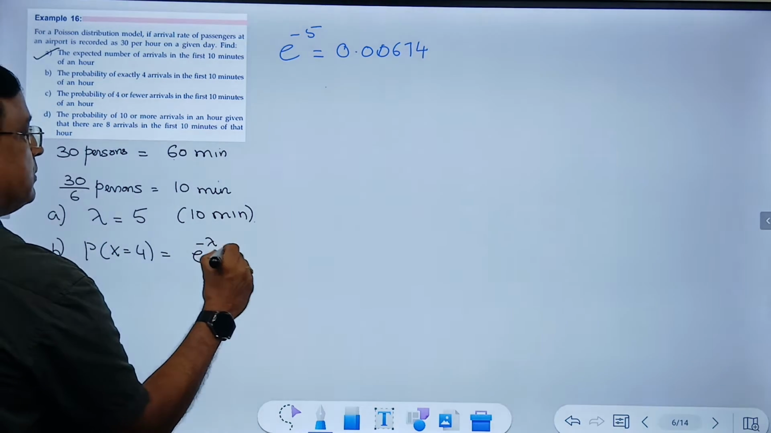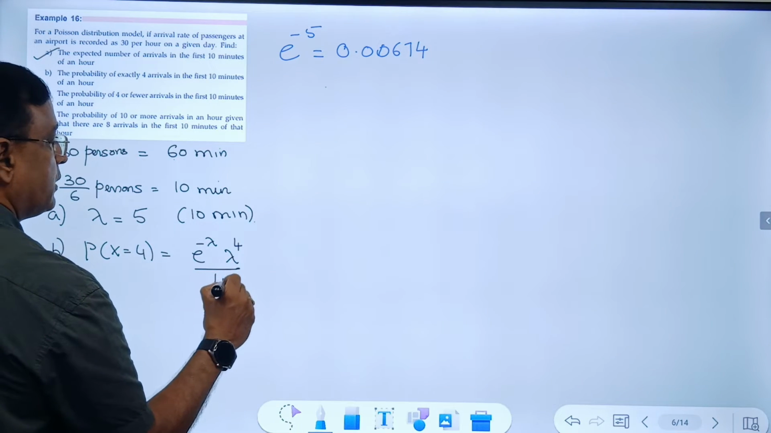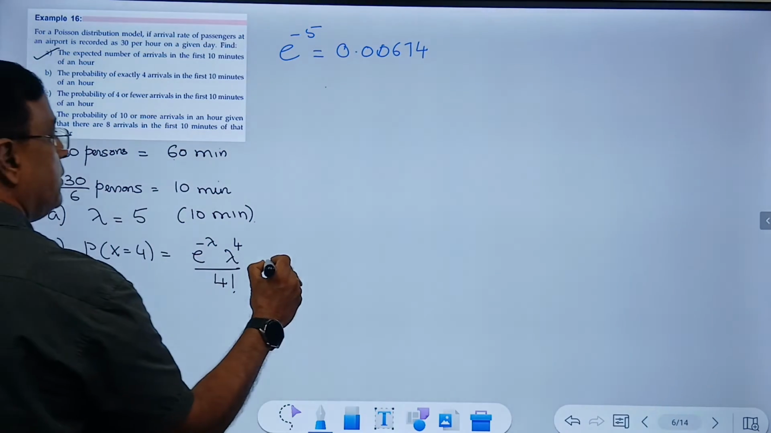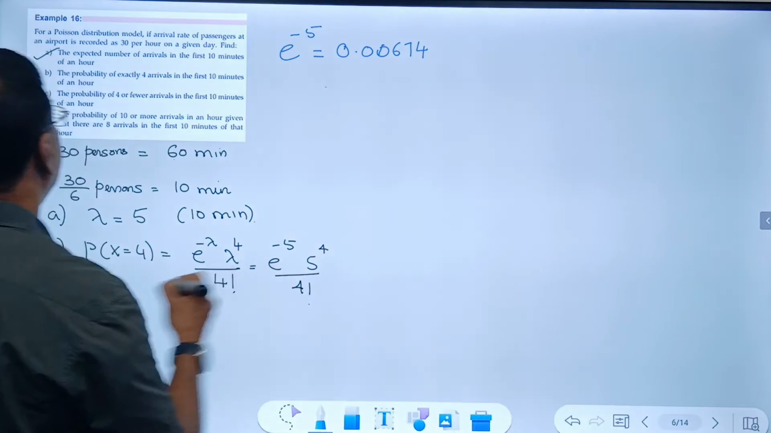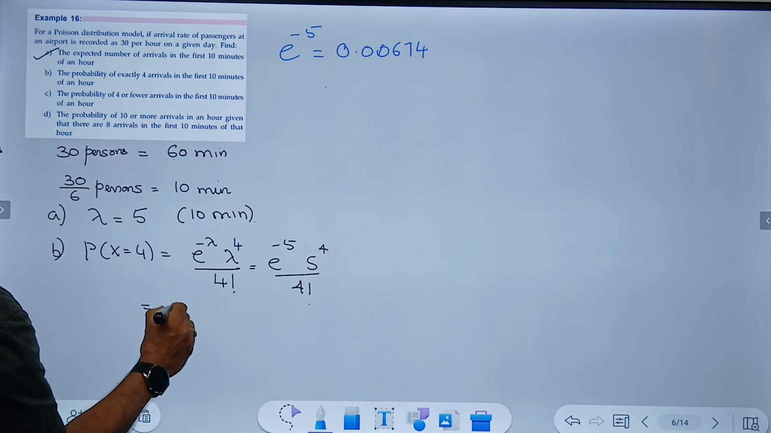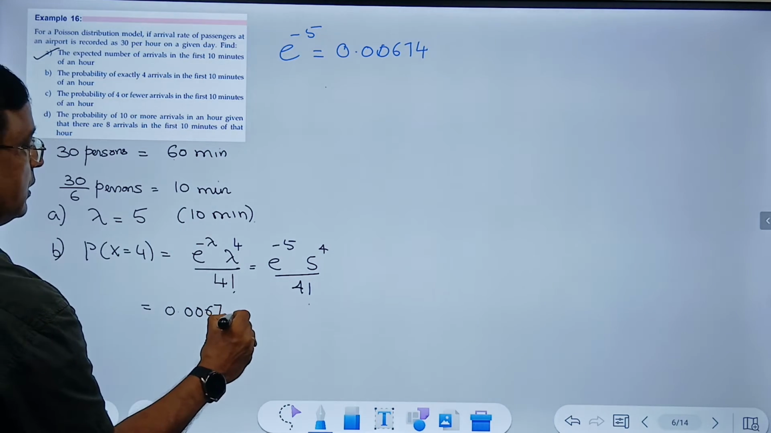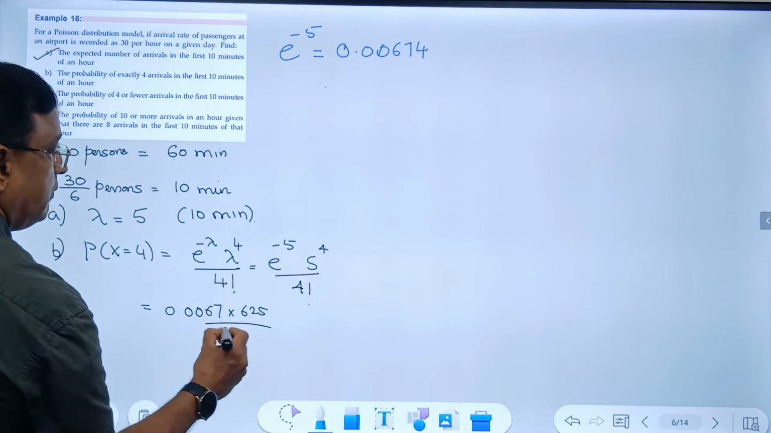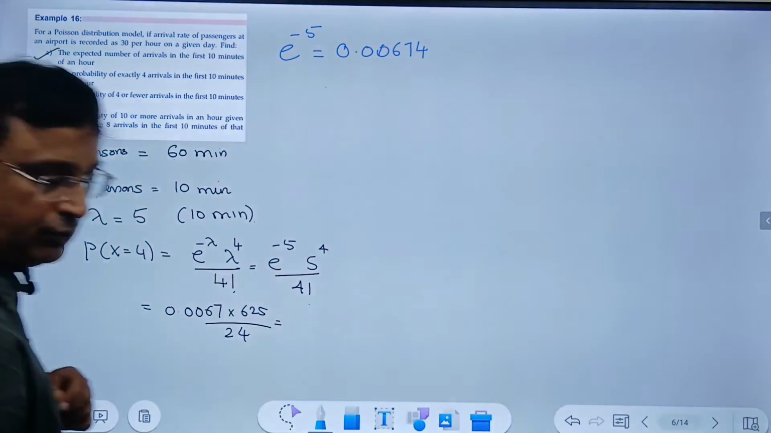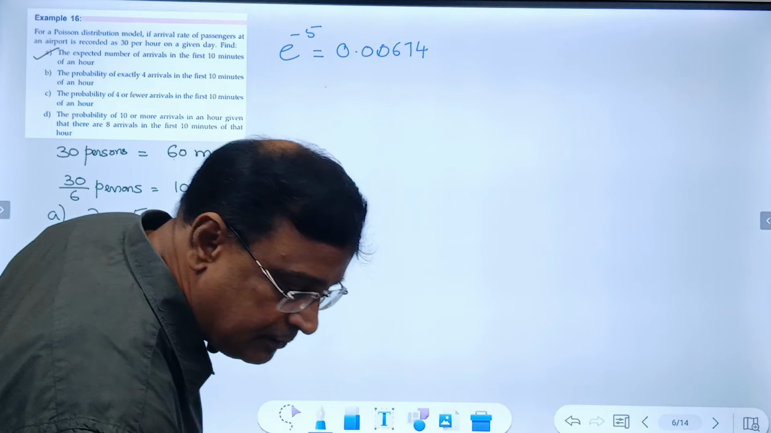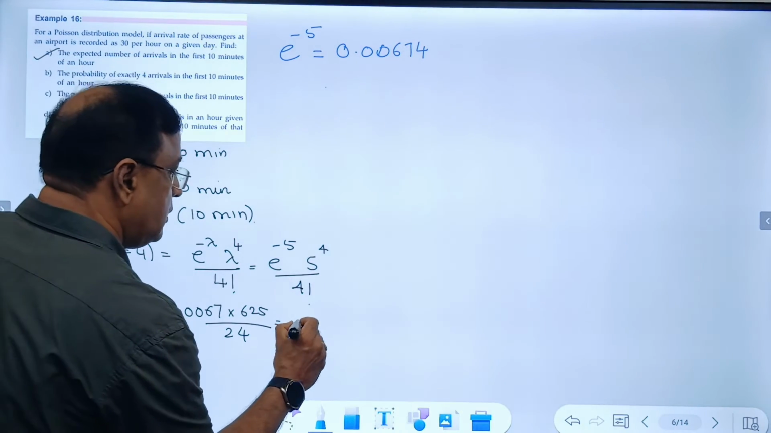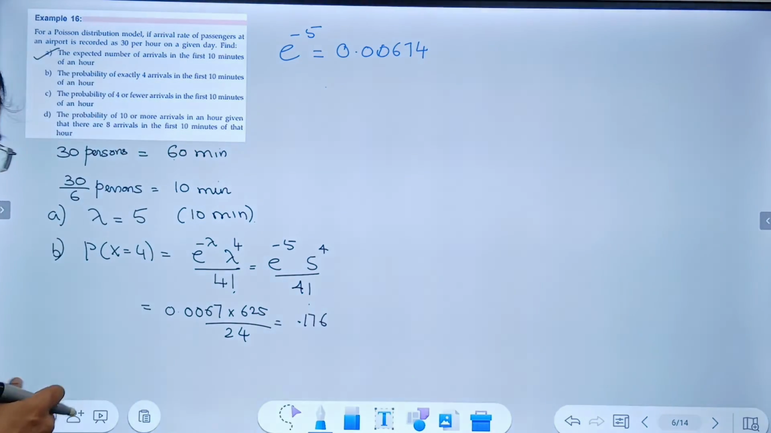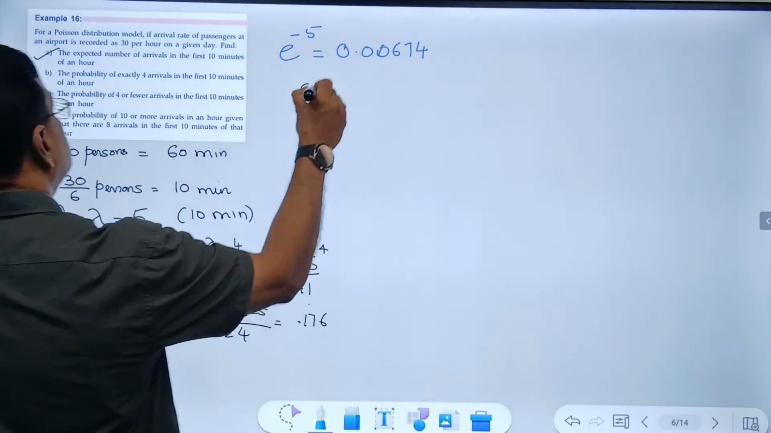E to the power of minus lambda, lambda power 4 by 4 factorial, which is e power minus 5, 5 power 4 by 4 factorial, which is e power minus 5 is 0.0067 into 625 divided by 24. So when I do the calculations, I am getting it as, say roughly, it is 0.176. I think you can do the calculation part by yourself. Okay. Now the C subdivision.